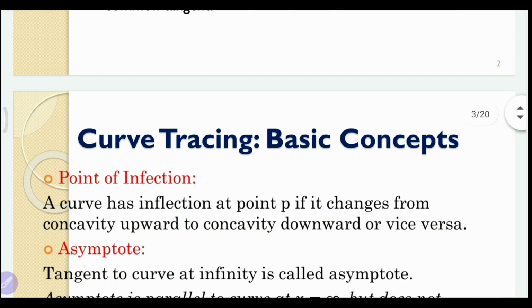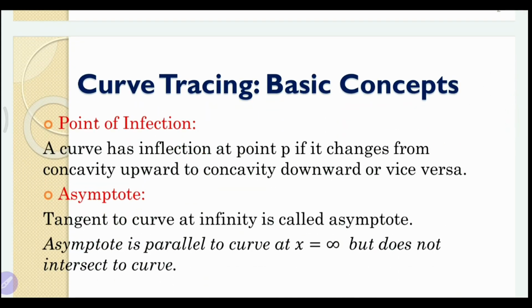In the diagram you will get it, what is a node and what is a cusp. I'll explain it. Then what is the point of inflection? A curve has an inflection at point P if it changes from concavity upward to concavity downward or vice versa. Again, we are going to see the diagram of this. Now the asymptote is a very important concept. An asymptote is a tangent to the curve at infinity. That means at infinity that tangent is very close to the curve, but it never touches the curve. That is called an asymptote. The asymptote is nothing but a tangent to the curve at infinity.